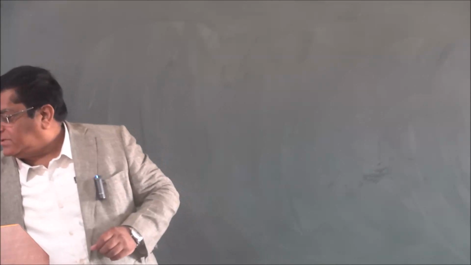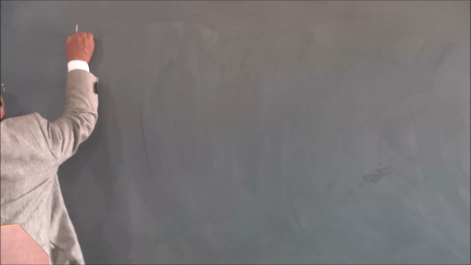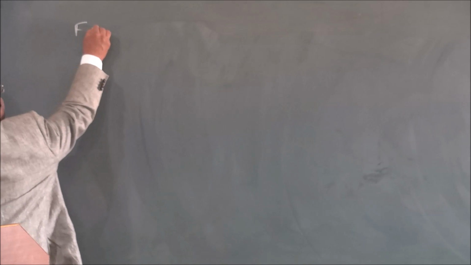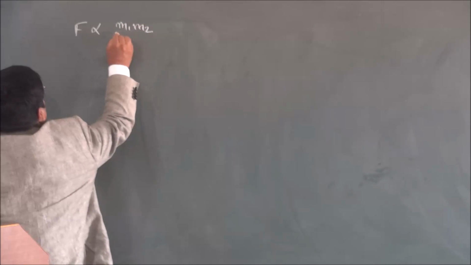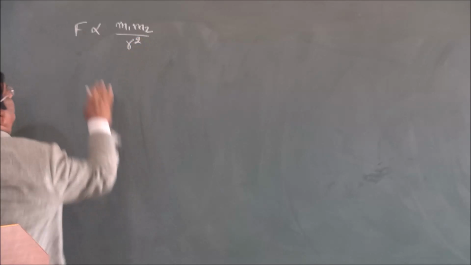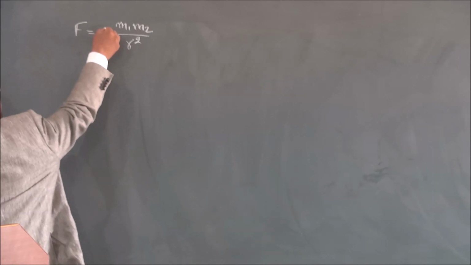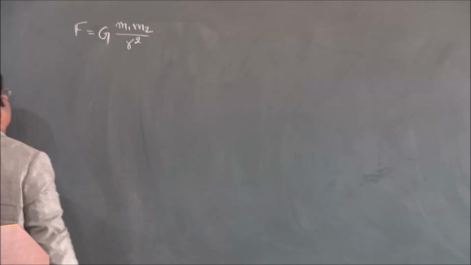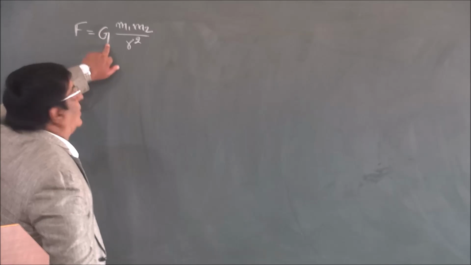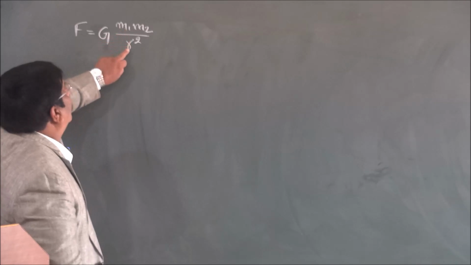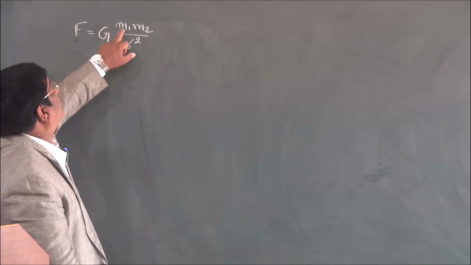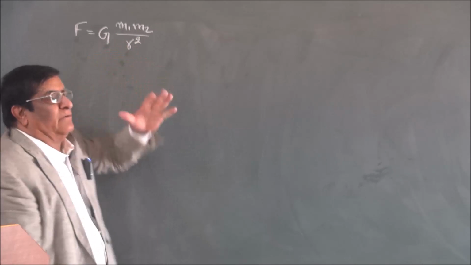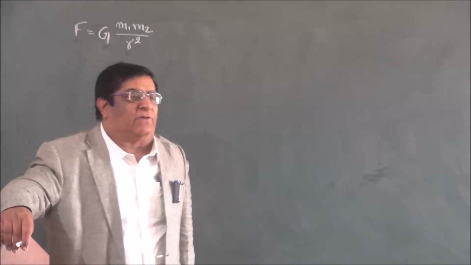What is this? Gravitational force is proportional to m1 m2, the product, inversely proportional to the square of the distance, and if we make it equal, we have to put one constant. This constant we cannot make 1 because we have already defined 1 kg, we have already defined 1 meter, we have already defined 1 Newton. And when we put 1, 1, 1, it does not come equal to 1. That is why G is not equal to 1.